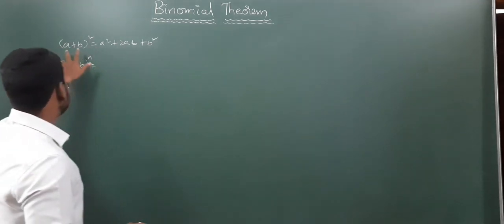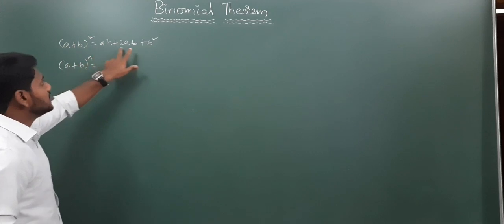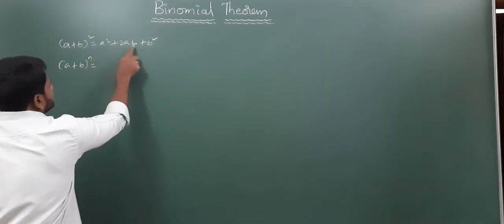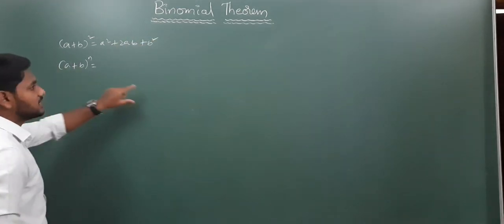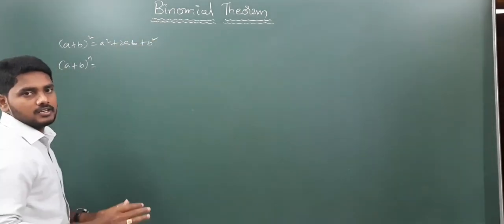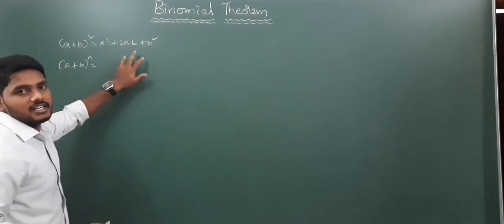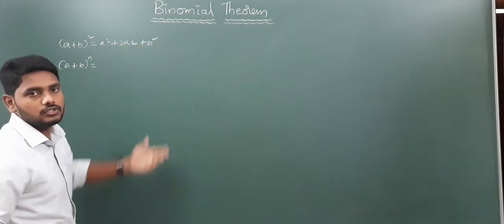Right? For example, in this (a+b)^6, if you want to write that expansion, easily by using Pascal's triangle and also by adding the sum of powers, you can write that expansion, right? Like this you can write some more terms. But in (a+b)^2, what is the first term? What is the second term? What is the third term? We can tell. Why? Because we know the formula.